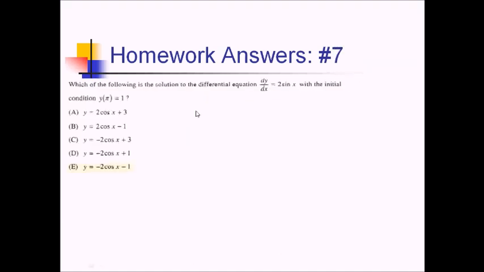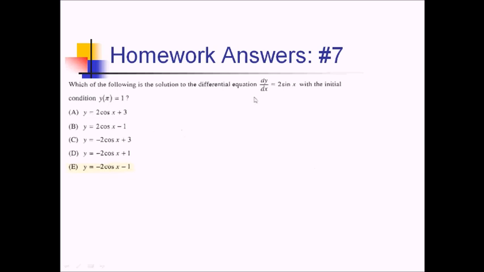On this problem, we want to know which of the following is the solution to this differential equation, 2 sine of x, with this initial condition over here. So one way to do it is to just take derivatives and see which one gives you this for a derivative and also equals 1 when you plug in pi. Certainly one way to do it.